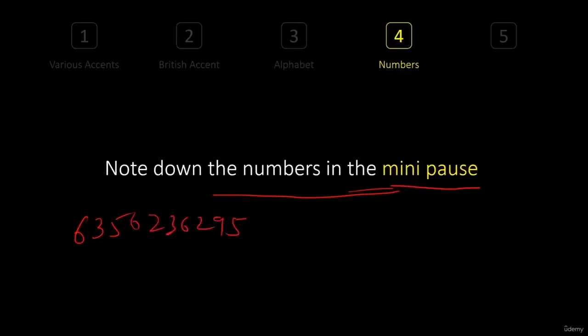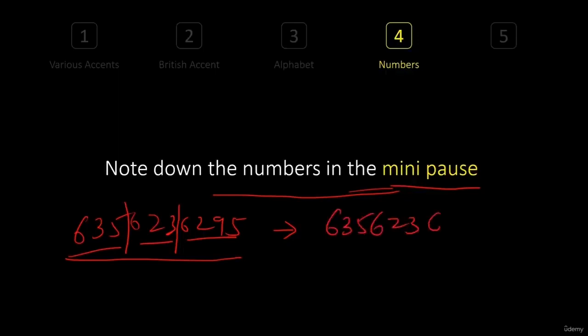No, never. Numbers are not pronounced like this on television or in an exam. They're pronounced like this: 635, 623, 6295. You see, when I said this, there was a mini pause between these. So I said it this way: 635, 623, 6295. You see, there was a pause here. Please write down numbers when there's a mini pause.